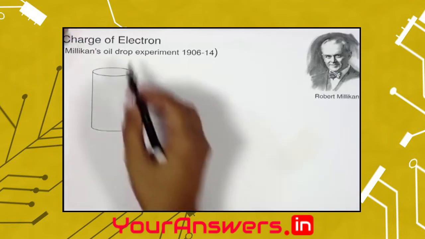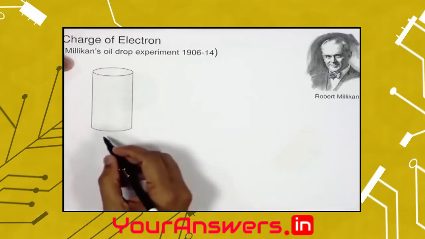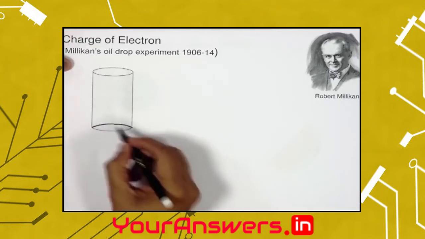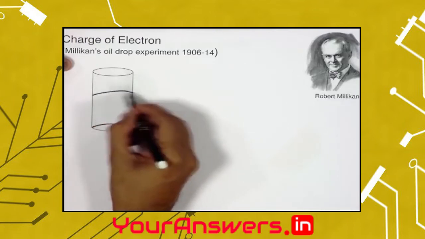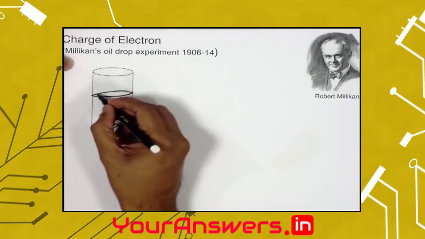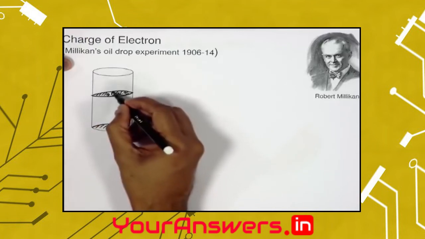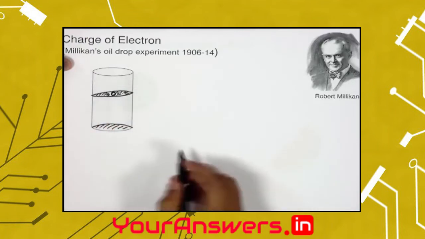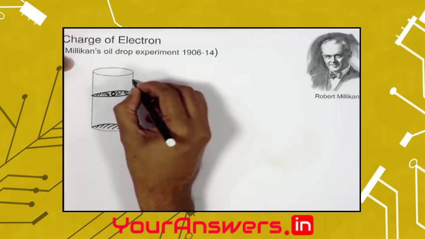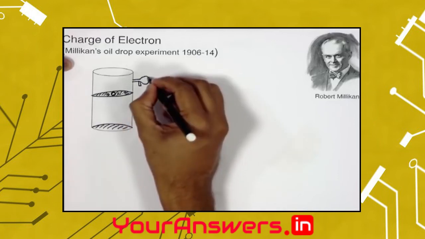The experimental setup looks something like this. You have a large chamber which is fitted with two metal surfaces. You have one metal surface at the bottom, one towards the top, and the top metal plate has a tiny hole at the center of this plate. To this chamber, Millikan connected a thing that is called an atomizer.